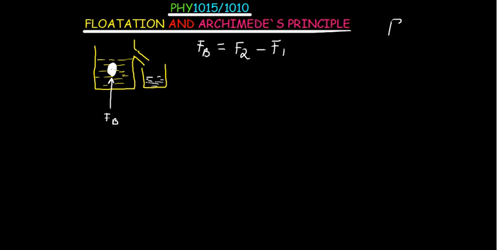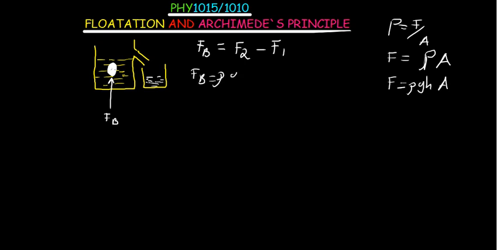And we know that pressure is given by force over area. Therefore force is going to be given by pressure times the area. Now pressure is given by density multiplied by gravity multiplied by height. So I substitute there. This will give us buoyancy force being equal to density times gravity times height 2 multiplied by area, minus density times gravity times height 1 multiplied by the area.